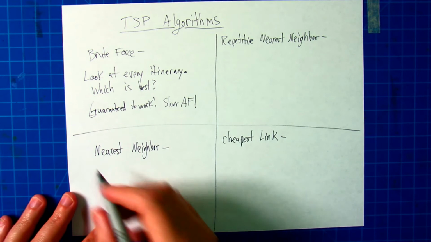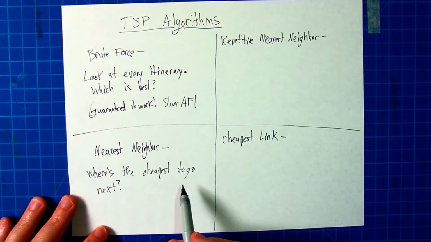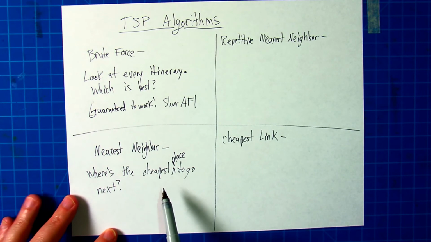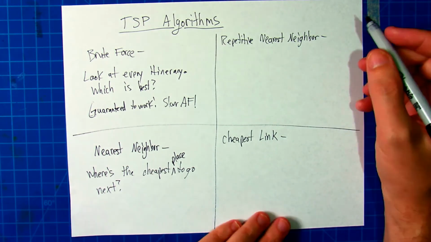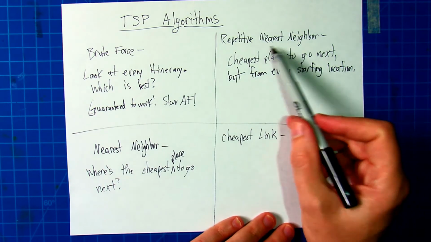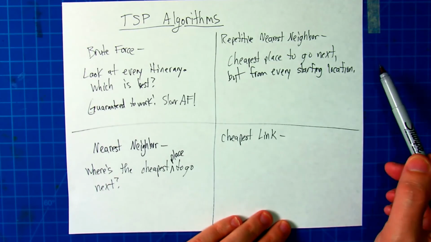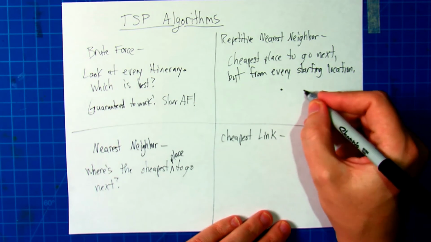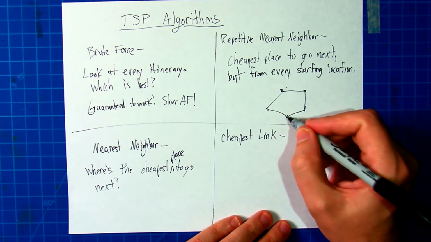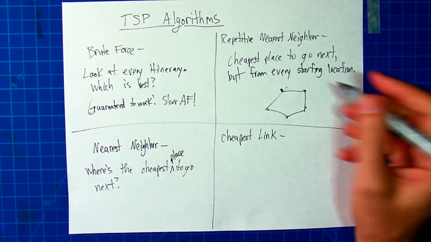One that's a lot more practical is the nearest neighbor. This one works just by asking, where's the cheapest place to go next? So wherever you're at, you just pick the cheapest place you haven't been to yet and go there. Repetitive nearest neighbor we'll also talk about. It's similar to nearest neighbor because you just look at the cheapest place to go next, but you look at every possible starting location, because if you think about it, if you're trying to make a circuit, it doesn't really matter if you start here or here or here or here or here, because it's a circuit, you're going to visit each place once and return to where you started.